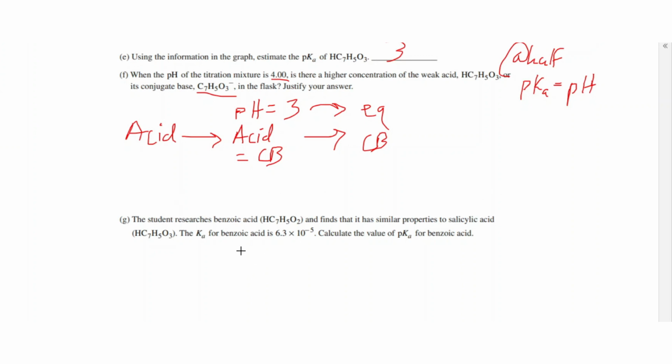Now for part G, our student researches benzoic acid and finds it has similar properties to salicylic acid, and we are given a Ka. And then it says calculate pKa. Whenever you see P next to something, it just means negative log. So you take the negative log of our Ka. I'm not going to write it all out, but once you do so, and this is our Ka right here, you will get 4.20. Because remember, when you take the log of something, all of the sig figs here become decimals.